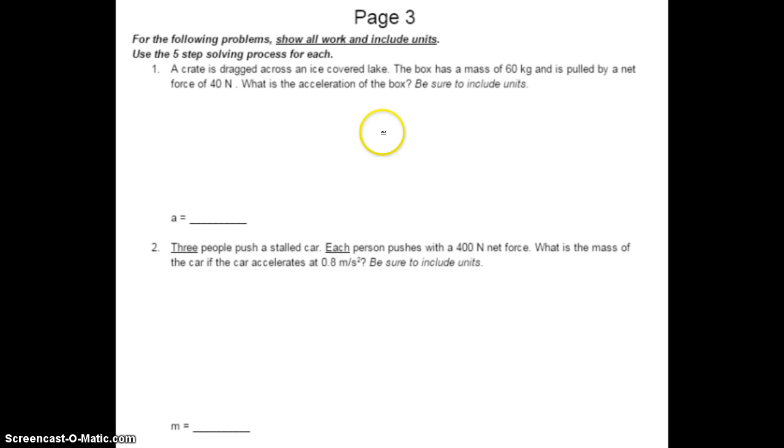I'll give an example where we're solving for acceleration, one for mass, and then one for force. Areas where students lost the most points on this one or seem to have a problem with were, one, make sure they included units, and the other one was making sure they used the 5-step process here.